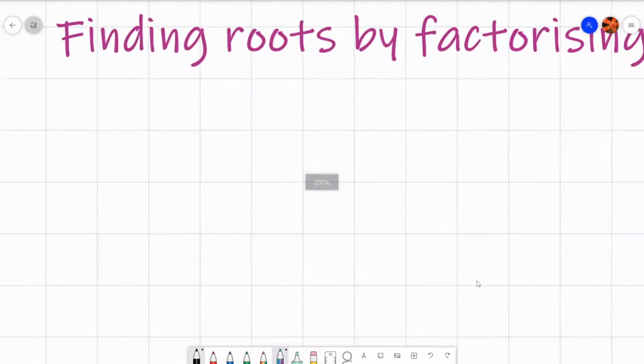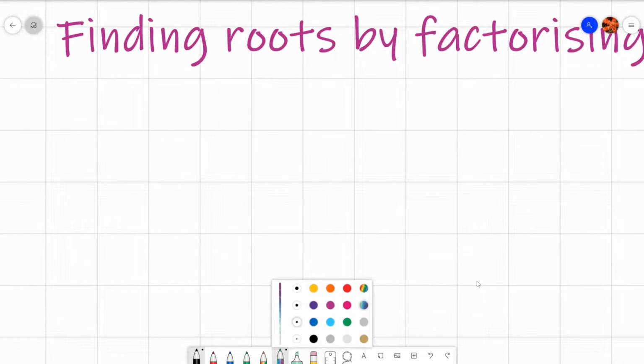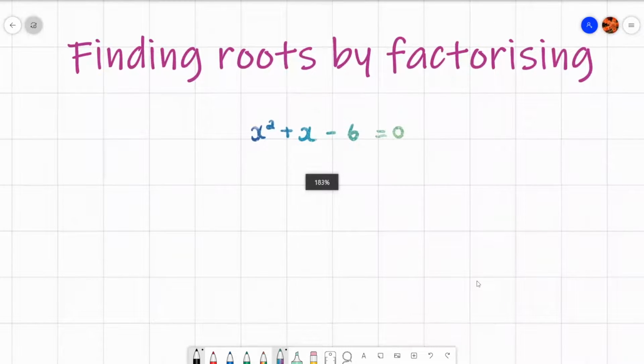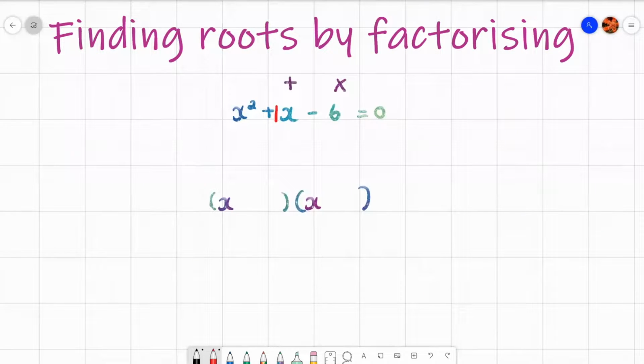So let's start off with something like x squared plus x minus 6. That is our equation. We're going to make it equal to 0. We're going to factorize and get x, the x is 1, and we don't normally write that down, do we?